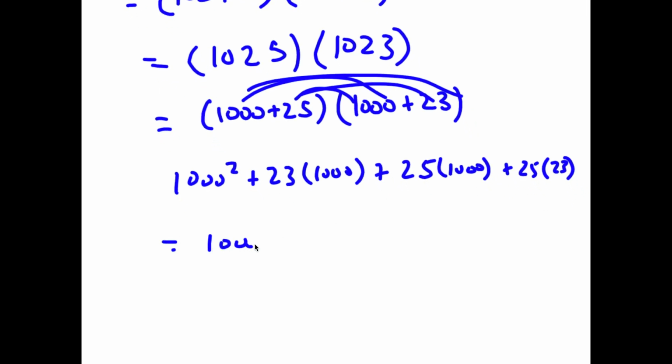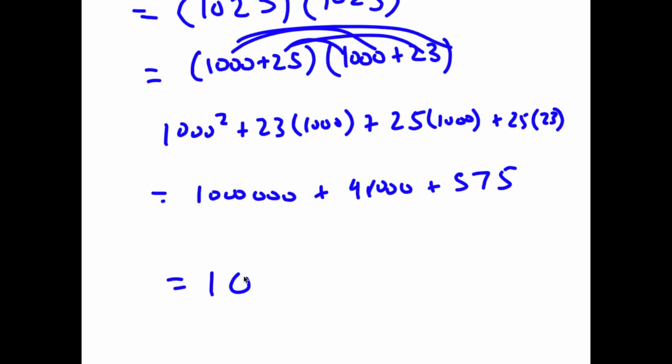This is equal to 1 million plus 23,000 plus 25,000, which is 48,000, plus 25 times 23, which is 575. And this is equal to 1,048,575.